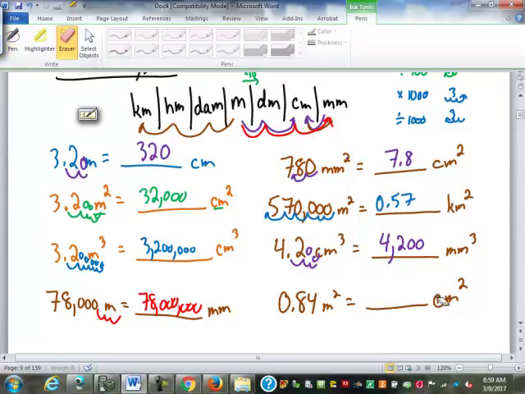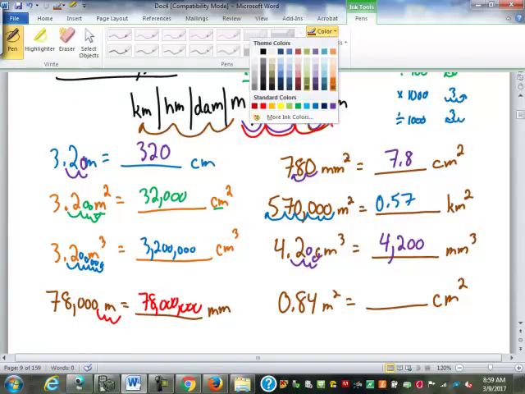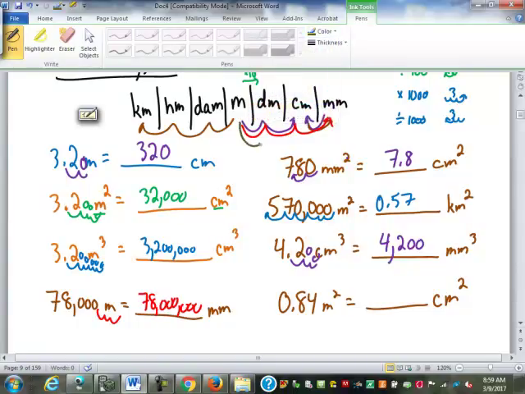So 0.84 meters squared going into centimeters squared. How many spots on the chart? Meters to centimeters is 2 spots on the chart, right? Are we going to move 2? We're going to double it because it's squared. 1, 2, 3, 4. 8,400.